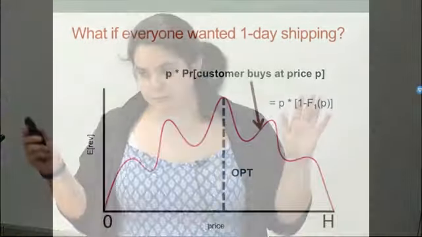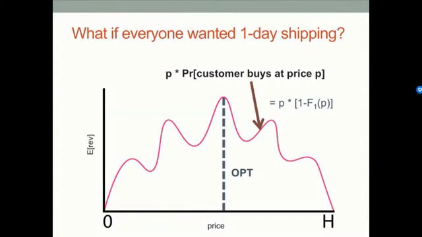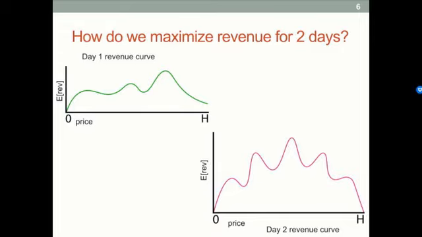Yes, you should just pick the peak, and that's the optimal thing to do. Does that make sense? It's the most revenue you can get from setting price. Okay. So now what if we have two different options?